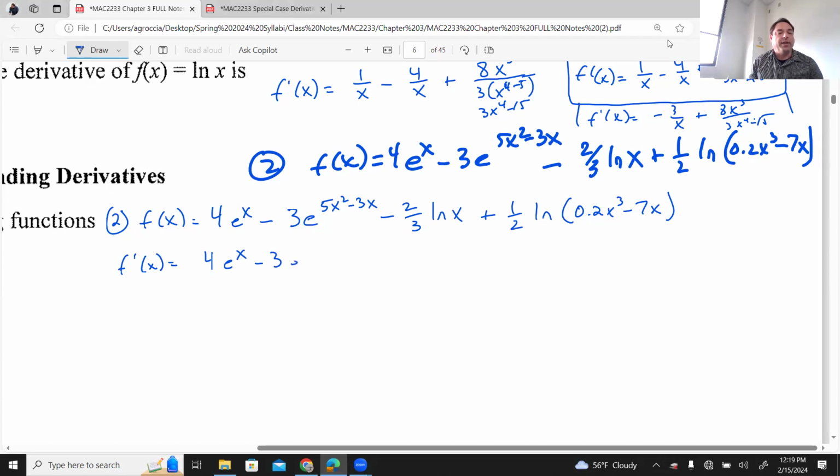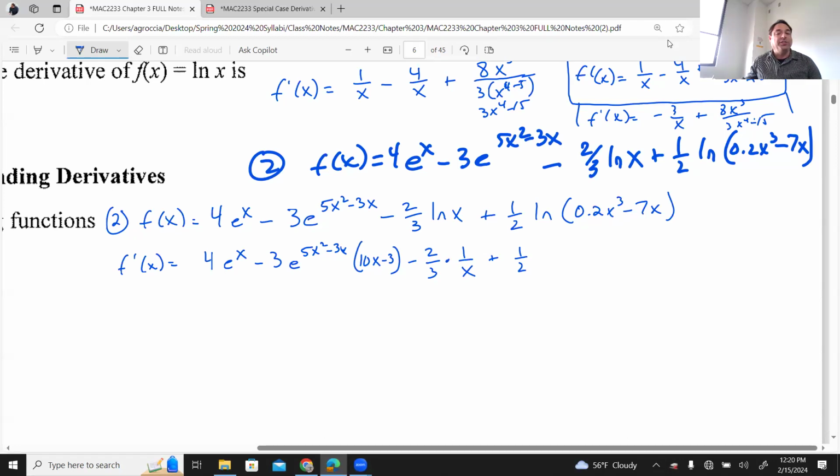So we're going to have to, step 1, rewrite it. Step 2, derivative of the exponent, which would be 10x minus 3. Again, if we're not sure where that came from, we need to know how to take our derivatives, right? Everything is building, everything is building. Then the next one, the minus 2/3 stays, and the derivative of ln of x is 1 over x. Then the last one, 1/2 stays.